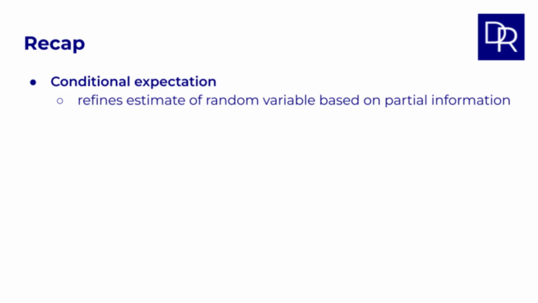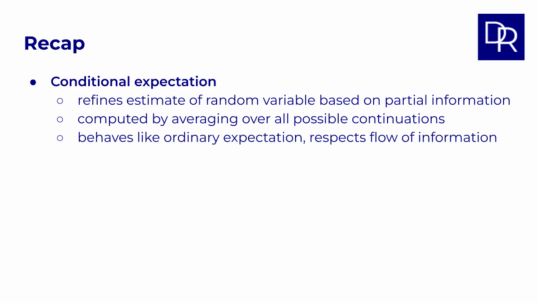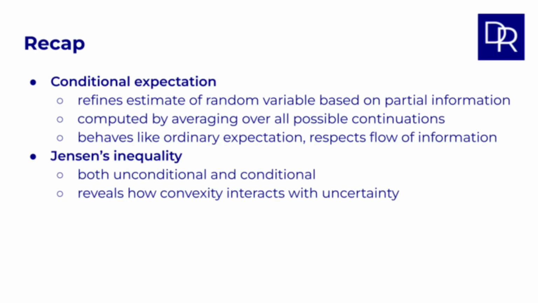To recap, conditional expectation refines our estimate of a random variable based on partial information. It's computed by averaging over all possible continuations weighted by probabilities. It behaves like ordinary expectation, but respects the flow of information over time. And we looked at Jensen's inequality, both unconditional and conditional, which reveals how convexity interacts with uncertainty.